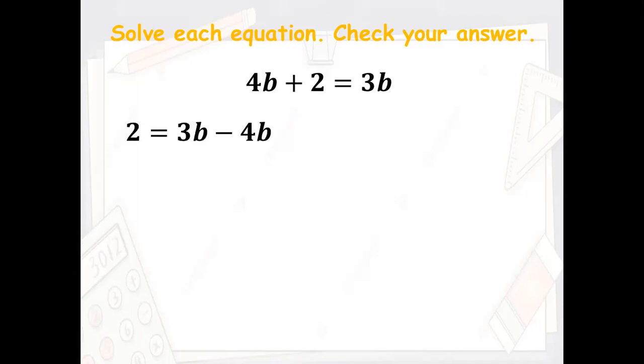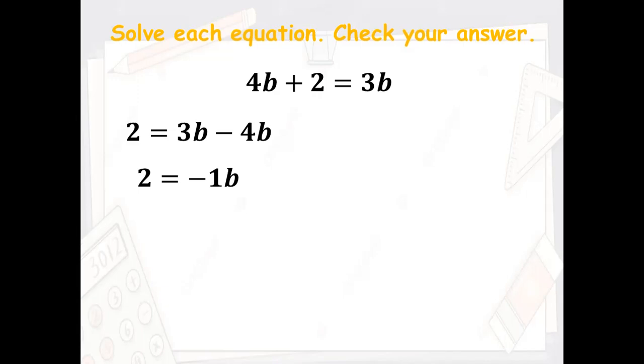So when you arrange this again, you will have something like this. The 4b will move to the other side, so that will become a negative 4b. Now 3b minus 4b will give you a negative 1b, or rather it's going to be a negative b. So you will have an equation which says 2 equals negative b. But you cannot have a variable with a negative sign, so you simply transfer that sign to the number. So that becomes b equals negative 2.